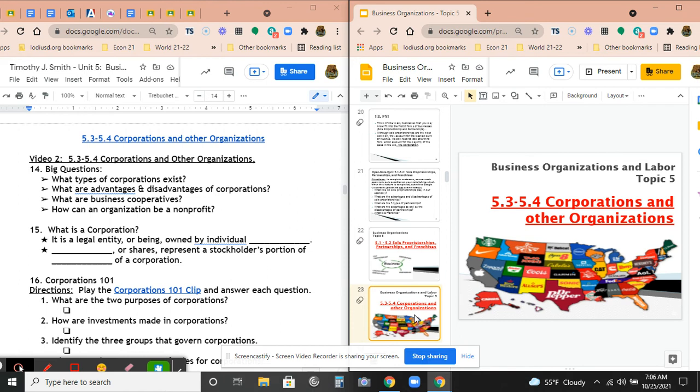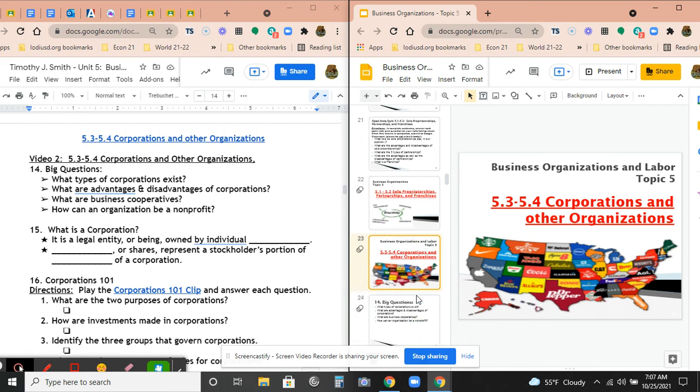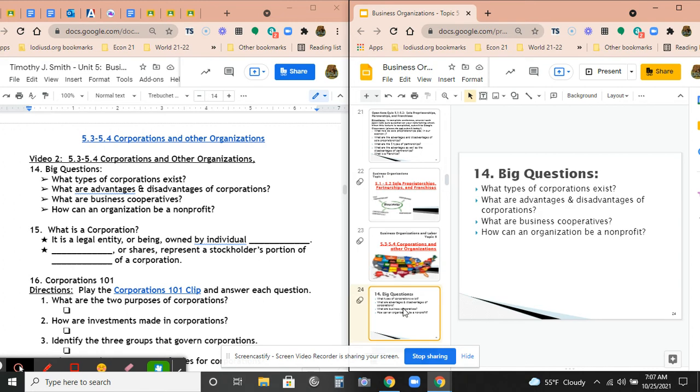It's going to get into some other organizations too. Eventually, we're going to get to labor this unit. But for this part, the focus will be corporations and the various types of corporations that exist. And so the big questions you're going to see are what types of corporations exist. There's a few. There's publicly held, there's closely held, there's an S corp. I mean, there's going to be a variety. There's a nonprofit. So we'll look at those.